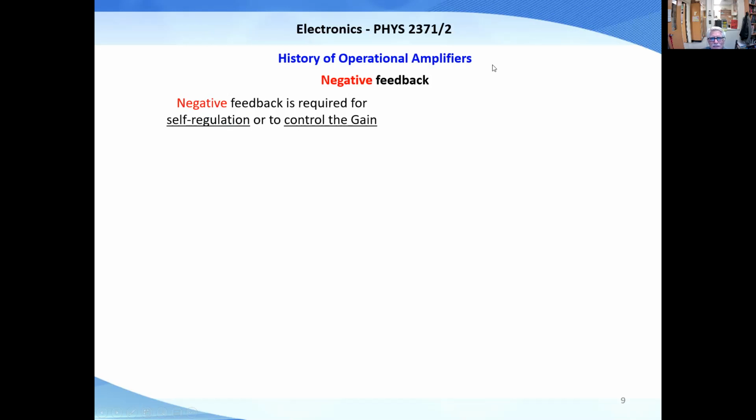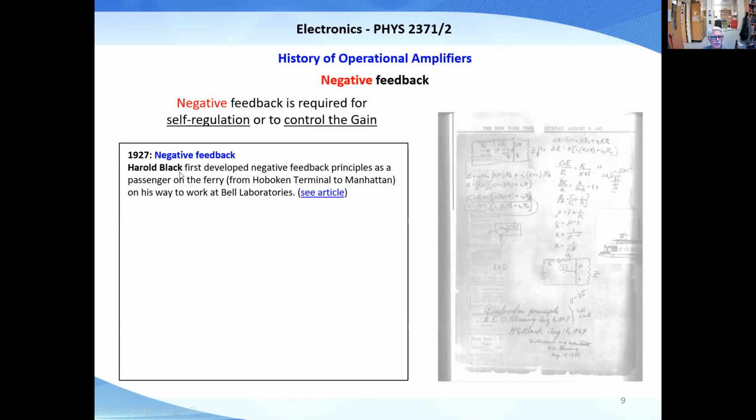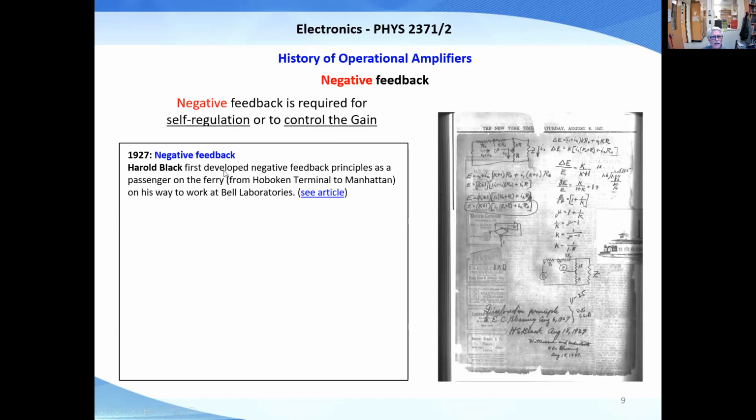Okay. I always like to throw in a little bit of history. This history goes way before me. You might think I'm pretty old, but these things go way before me. Negative feedback is very important. Negative feedback is required for self-regulation or to control the gain. In electronics, it was discovered in 1927. Negative feedback: Harold Black developed it.